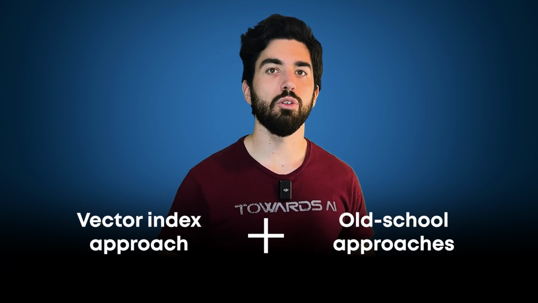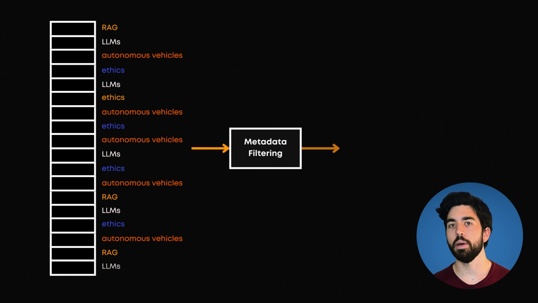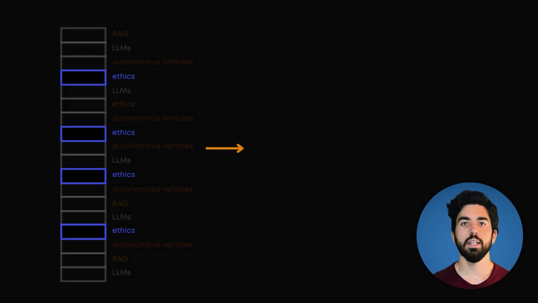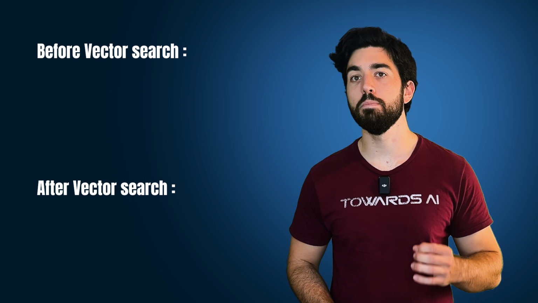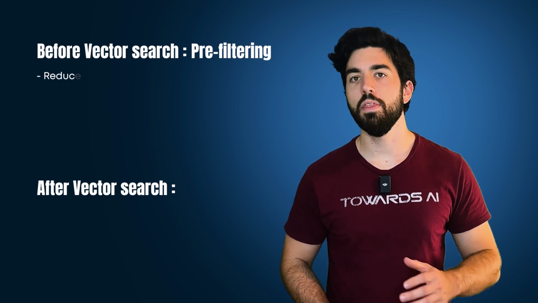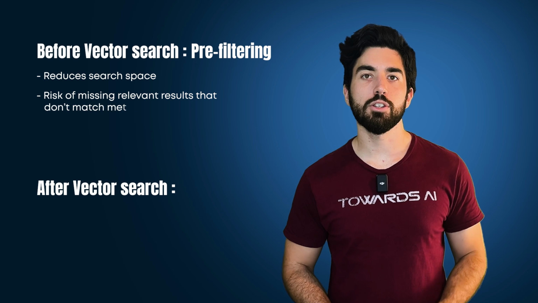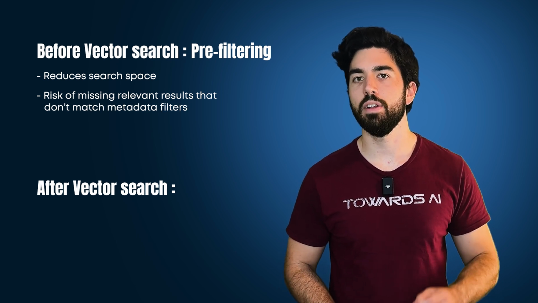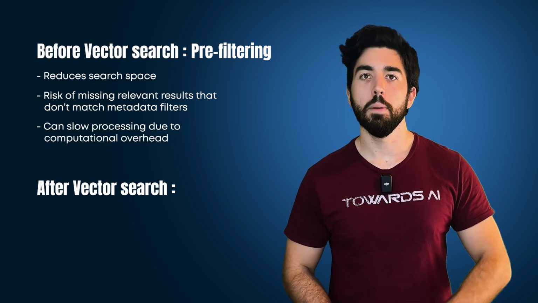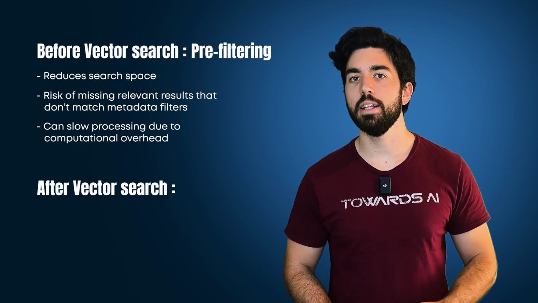Thus, people have introduced various ways to improve this database search by combining the vector index approach with old-school approaches such as keyword filtering. Here, we basically filter down our database based on their metadata so that we already have fewer vectors to look into and compare. The filtering process can be performed either before or after the vector search itself. If you choose to do this before, we call it pre-filtering. While this can help reduce the search space, it may also cause the system to overlook relevant results that don't match the metadata filter criteria. Extensive metadata filtering may also slow the processing due to the added complexity overhead.